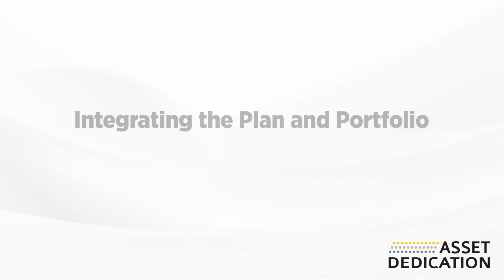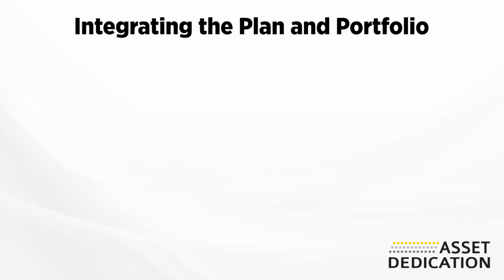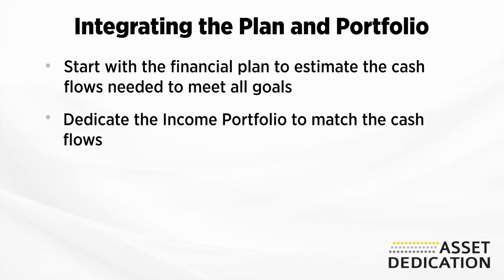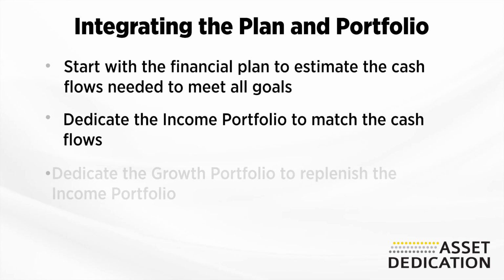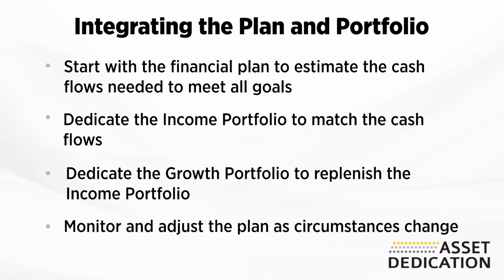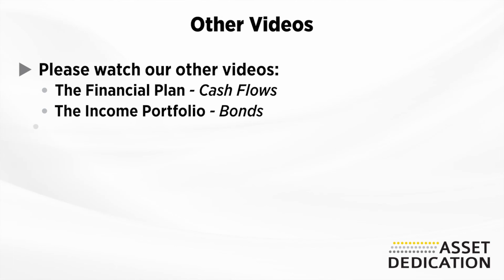And that's the basics of your asset dedication financial plan. Before we end the video, here are a few notes on how we integrate our clients' plans and portfolios for their lifetime earnings and investments. First, we start with a financial plan to estimate the cash flows needed to meet all of the client's goals. We dedicate the income portfolio to match the cash flows, and the growth portfolio to replenish the income portfolio. To tie it all up, we monitor and adjust the plan as circumstances change, all based on our critical path evaluations. These are precisely the steps that we'll tackle in our next videos.